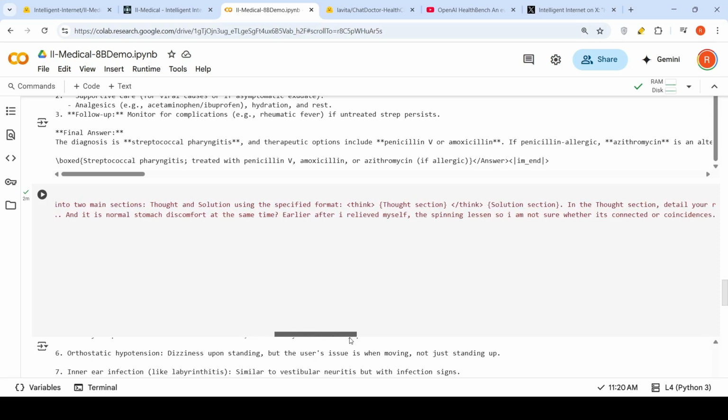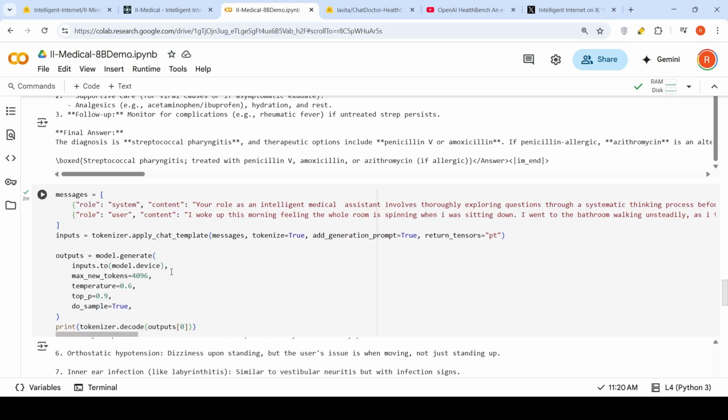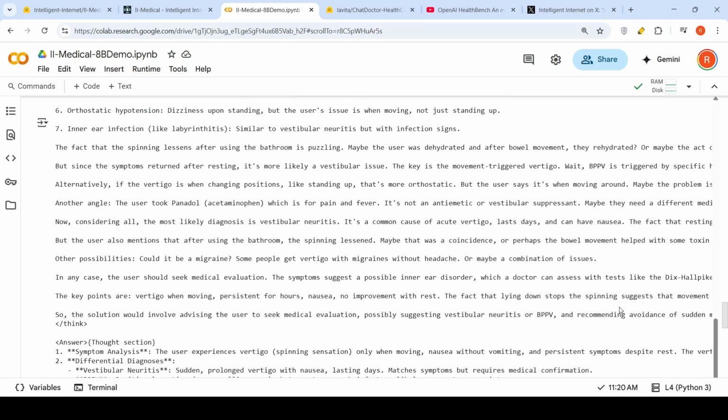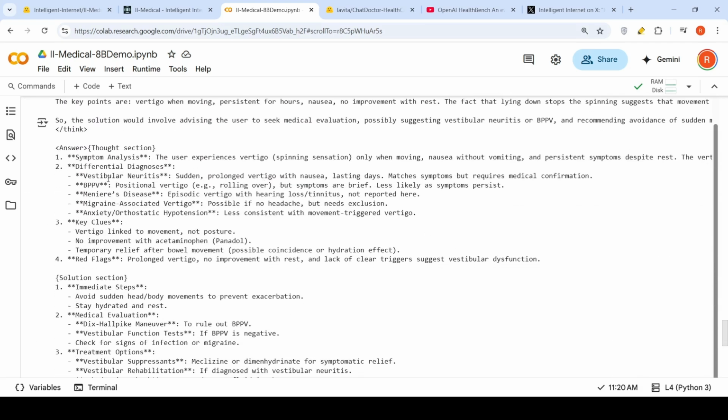Earlier, after I relieved myself, the spinning lessens. So what is this? That's the question over here, right? Here it says symptom analysis. It could be vestibular neuritis, positional vertigo, Meniere's disease, or migraine. So it is actually vertigo basically, right?